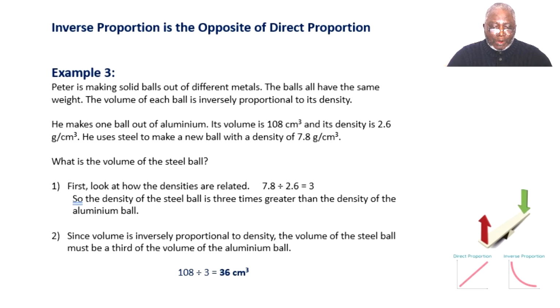He makes one ball out of aluminium. Its volume is 108 cubic centimeters, and its density is 2.6 grams per cubic centimeter. He used steel to make a new ball with a density of 7.8 grams per cubic centimeter. What is the volume of the steel ball?